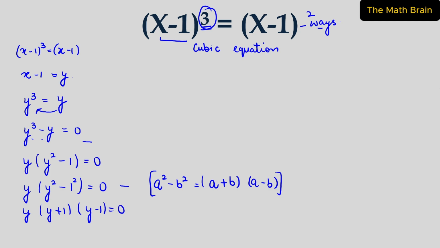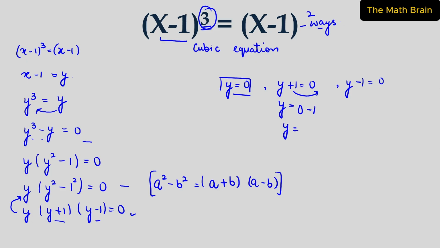Now if we multiply these brackets again, we will get this expression. So now what we can do is write it as y is equal to 0, y plus 1 is equal to 0, and y minus 1 is equal to 0. So the values of y will be: first, y is equal to 0; second, y is equal to minus 1; and third, y is equal to 0 plus 1, y is equal to 1. So we got three values, that is 0, 1 and minus 1.